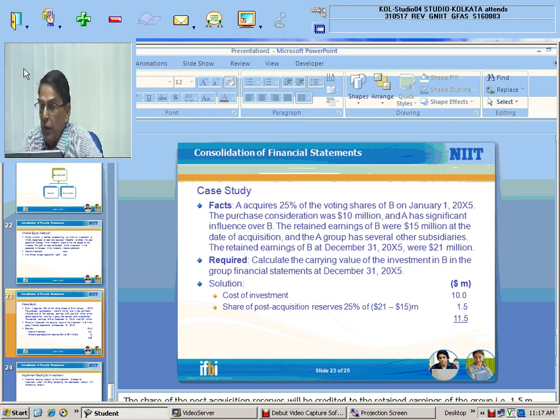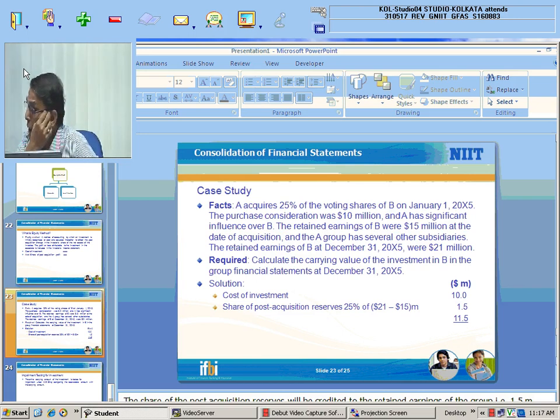A group has several other subsidiaries. The retained earnings of B as at 31st December 2005 were 21 million. Now calculate the carrying value of the investment in B in the group financial statement as at December 31st, 2005. So A is preparing a consolidated group financial statement, since it has several other subsidiaries. How will the investment in B be reflected in that group financial statement?